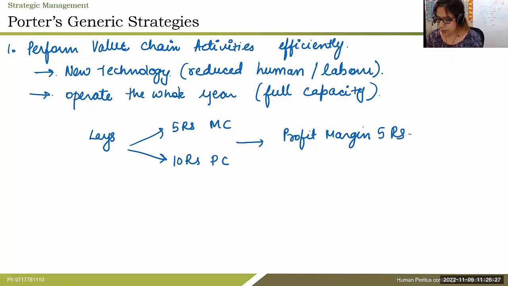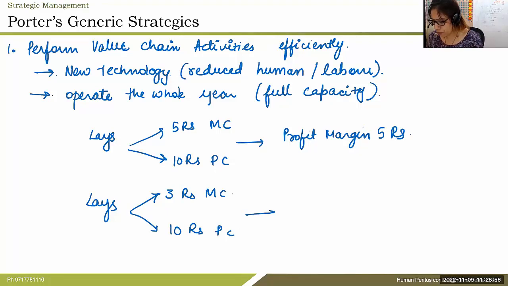Here the profit margin is 5 rupees. But what if you perform the activities very nicely, wherein less human labor is required? You have got a good technology. The supplier that is providing you the packaging of the Lay's packet is good at a very low cost. So what you have done is, in your value chain activities, you have reduced the cost, and the reduced cost is 3 rupees. Manufacturing cost, you again sell it for 10 rupees. Profit margin here is 7 rupees.